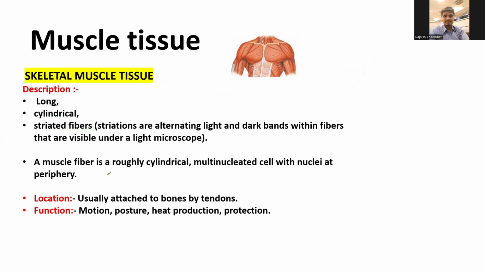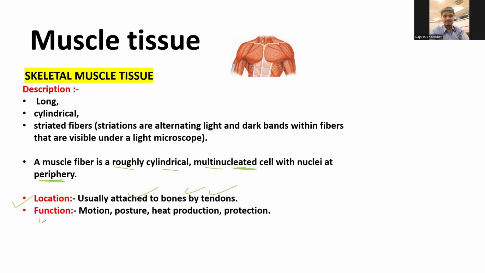Okay, a muscle fiber is roughly cylindrical and multinucleated. Now that cylinder structure is multinucleated cells with nuclei at the periphery. You will see this in the diagram. Now, let's see the location first. What is the location where you can find the skeletal muscles? Attached to the bones by tendons.